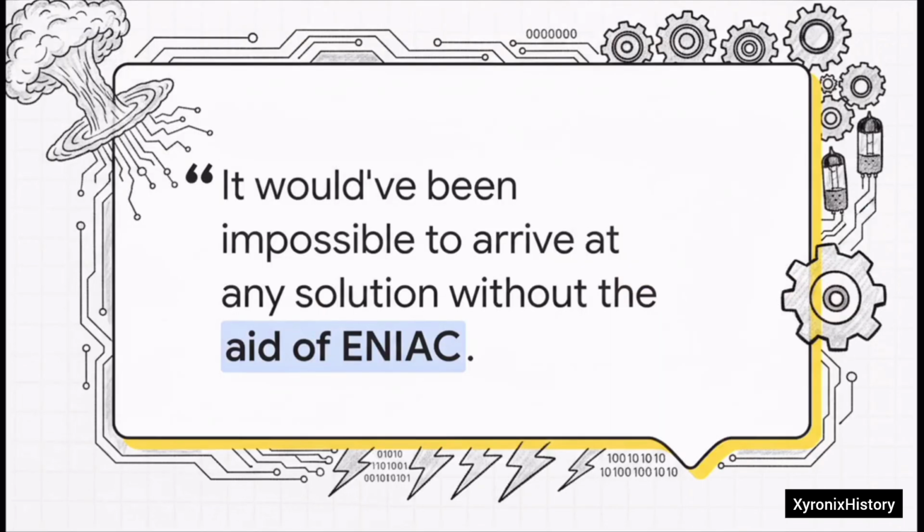And it was that exact flexibility that made ENIAC instantly vital to world history. In fact, as you can see here, the director of Los Alamos at the time stated flat out that it would have been completely impossible to arrive at any solution without the aid of ENIAC. They desperately needed it for the incredibly complex computations required for developing the hydrogen bomb. It was just a massive, entirely unprecedented leap forward in sheer computational power.